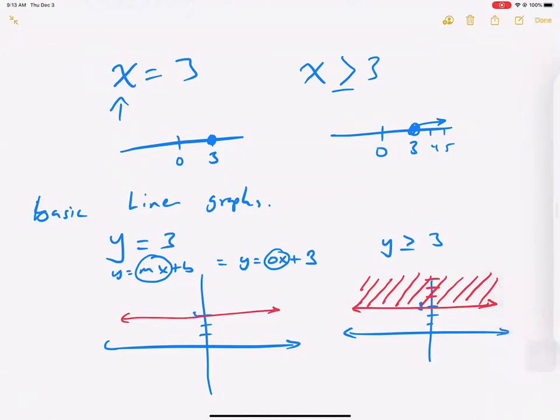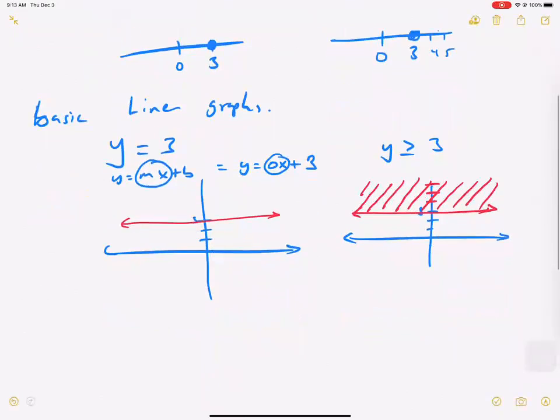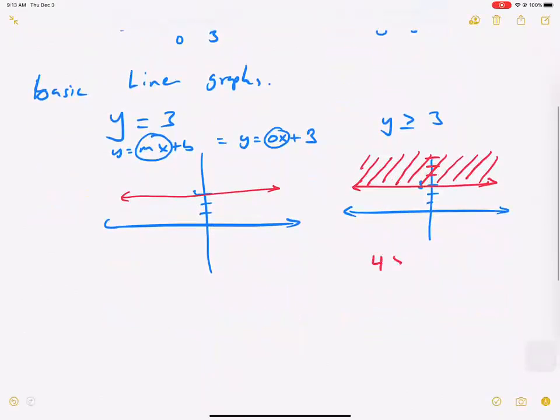And we can verify that. If I said y was 4, is 4 greater than or equal to 3? Well, yes, it is. Is 5 greater than or equal to 3? Well, yes, it is. If y was 4, y was 5, would this be a true statement still? Yeah. So instead of being right on the line, our answer is now a total region of answers.